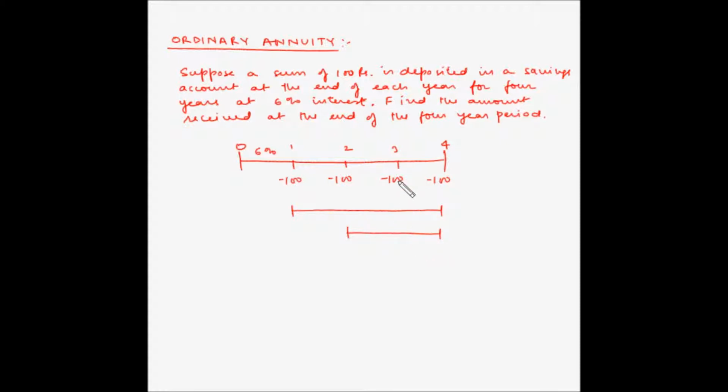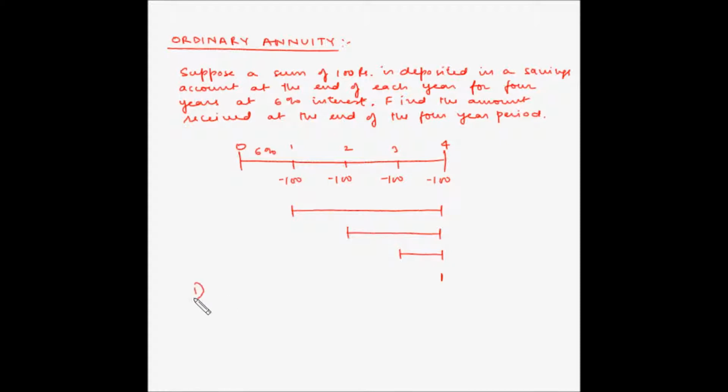The amount deposited at the end of the third year will grow for 1 year, and the amount deposited at the end of the fourth year will not have any bearing on the interest accumulated. So this amount of 100 will remain as it is and will not yield any interest. Now let's calculate the values of these investments.